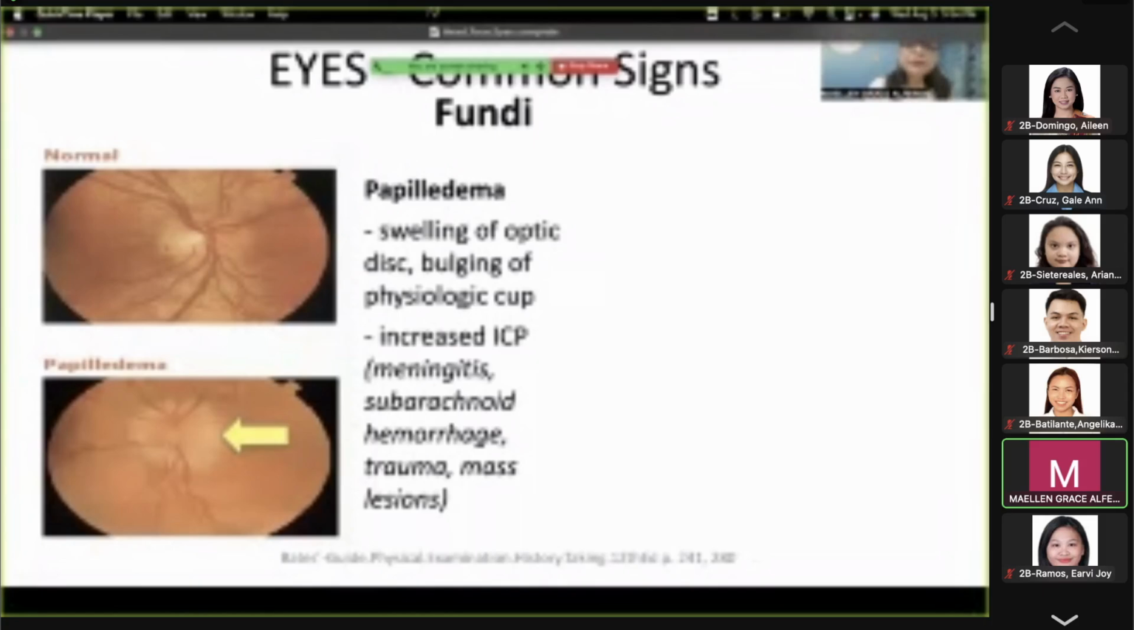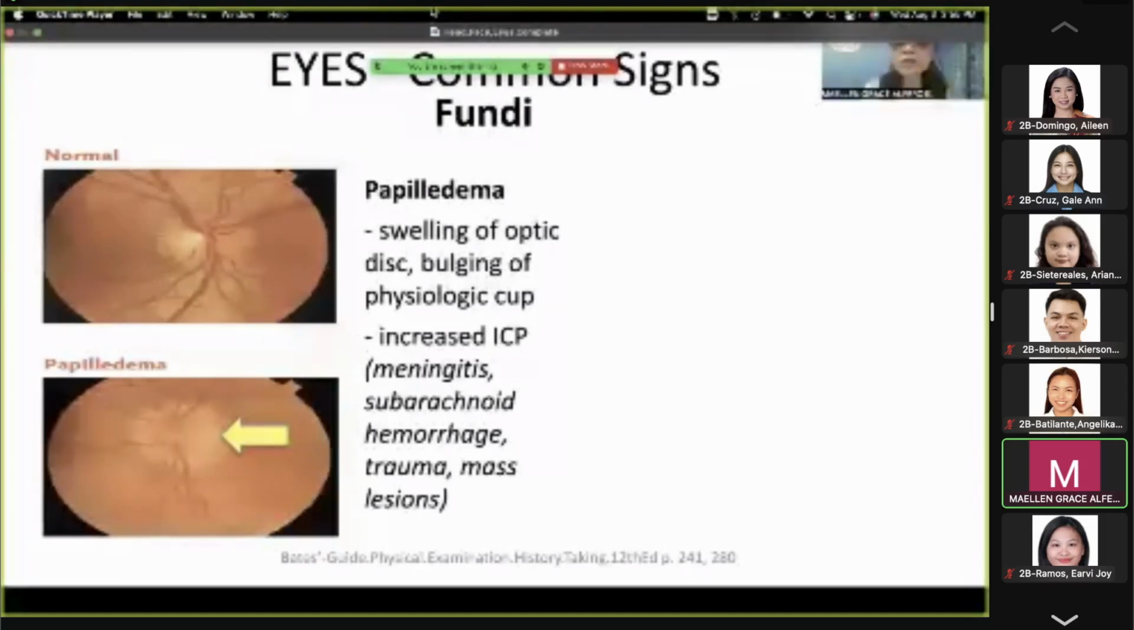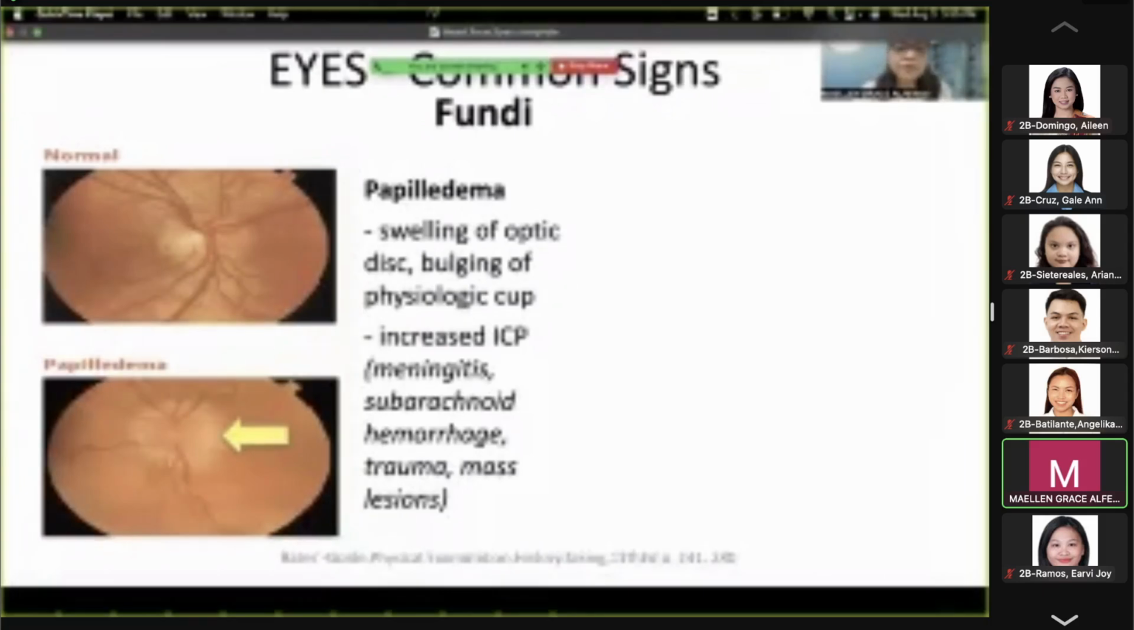Now, the normal retina will show you the optic disc that has a very clear margin, and you will see the blood vessels coming from it, and you can see the physiologic cup there at the center. Now, if there is papilledema, which is swelling of the optic disc, you see that the margin is already blurred, and you see that the cup is already bulging. So this occurs in increased intracranial pressure in disease entities like meningitis, subarachnoid hemorrhage, trauma, and mass lesions. Okay, so that is papilledema.